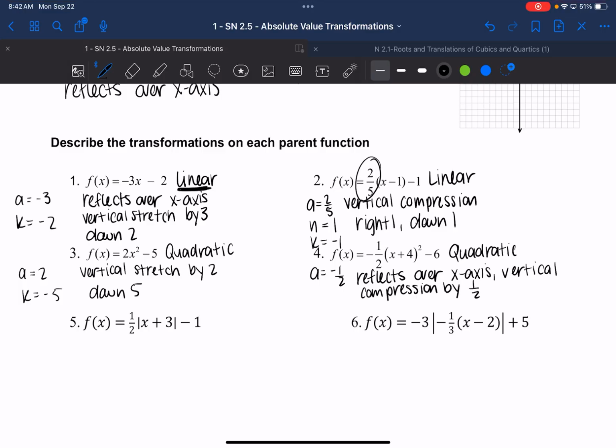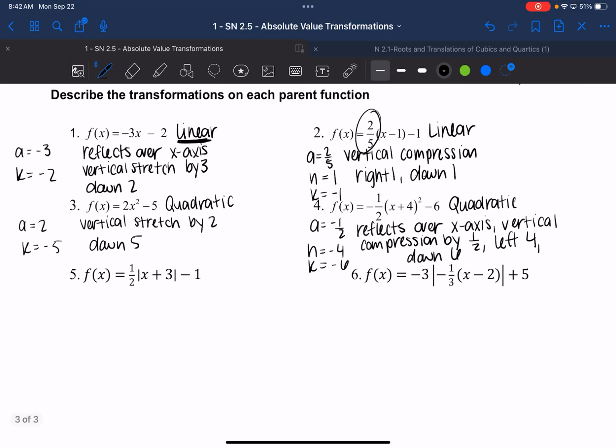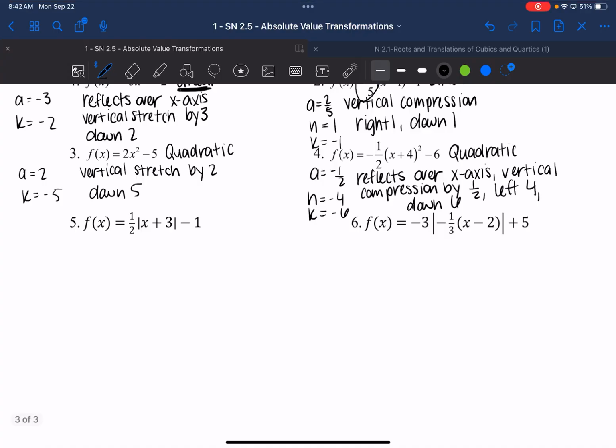All right. And then did we have anything for a B value that's going to change anything? No. What about H? Yes. Okay. Which means it's going to go left 4. And then anything for K? So it's going to move. Good. Okay. All right, what kind of parent function is number 5?